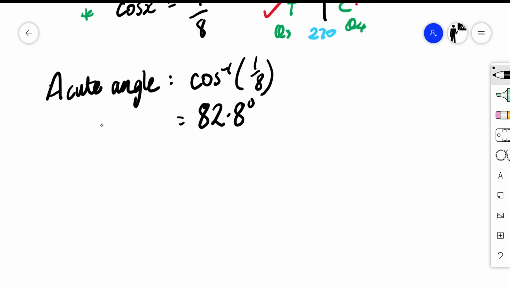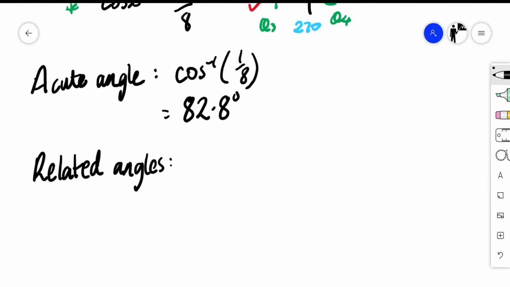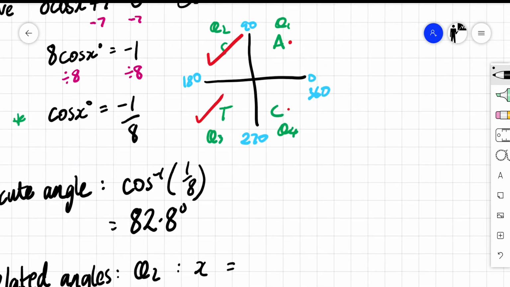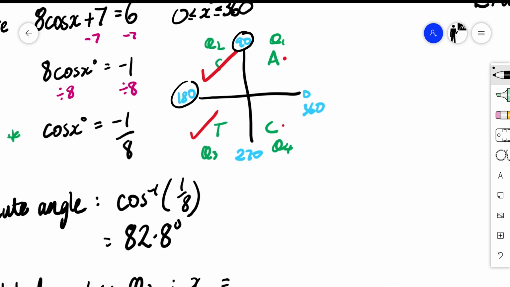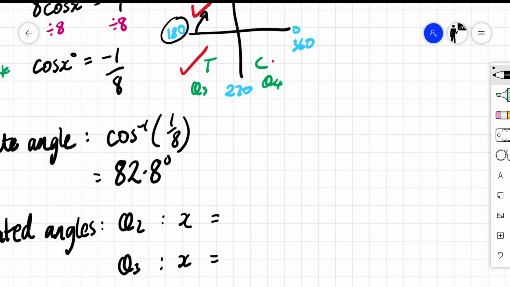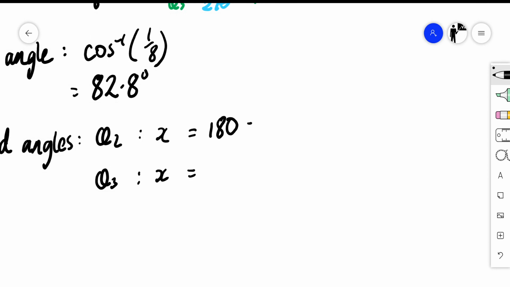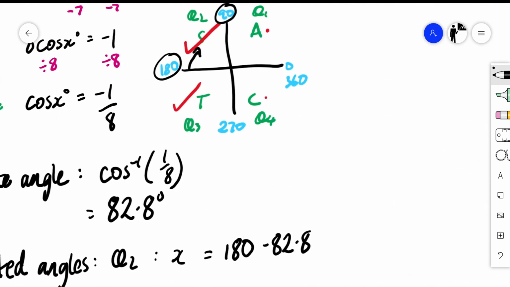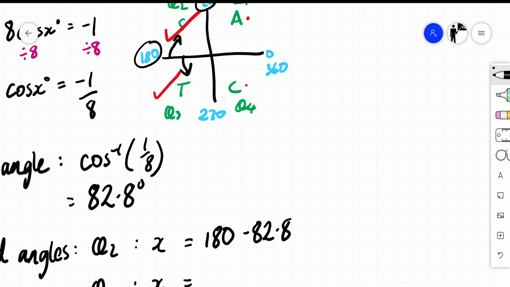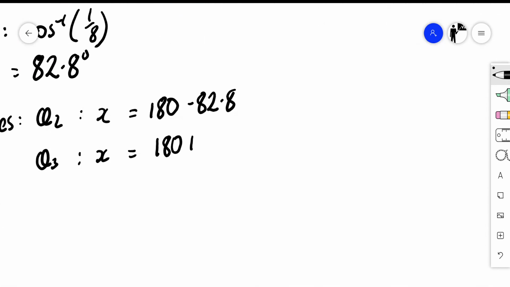And then we can now use that to work out our two related angles corresponding to the two quadrants that we have ticked. We ticked quadrant 2 and quadrant 3. In quadrant 2, the angle needs to lie in between 90 and 180, and 82 doesn't lie in between those. So we're going to work from the horizontal backwards. We're going to do 180 subtract 82.8. And then for the answer in quadrant 3, we're going to need to work from the horizontal forwards. We're going to do 180 plus 82.8.